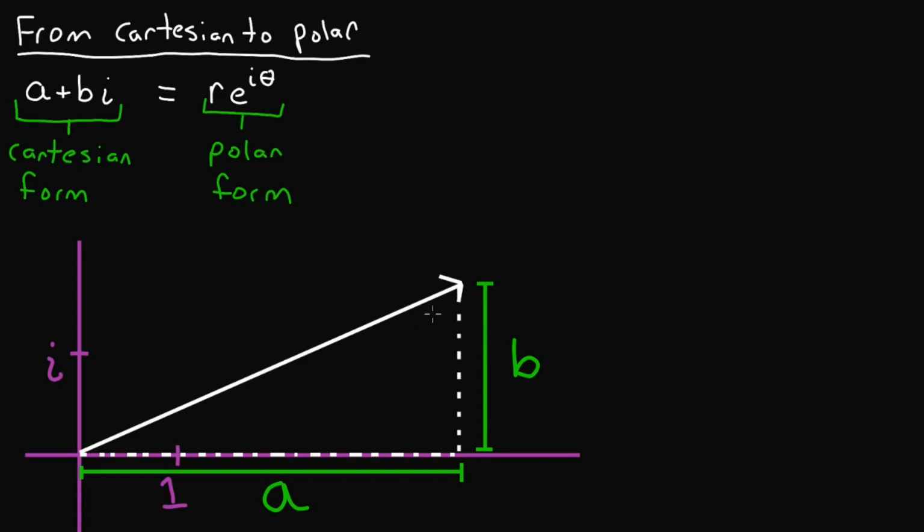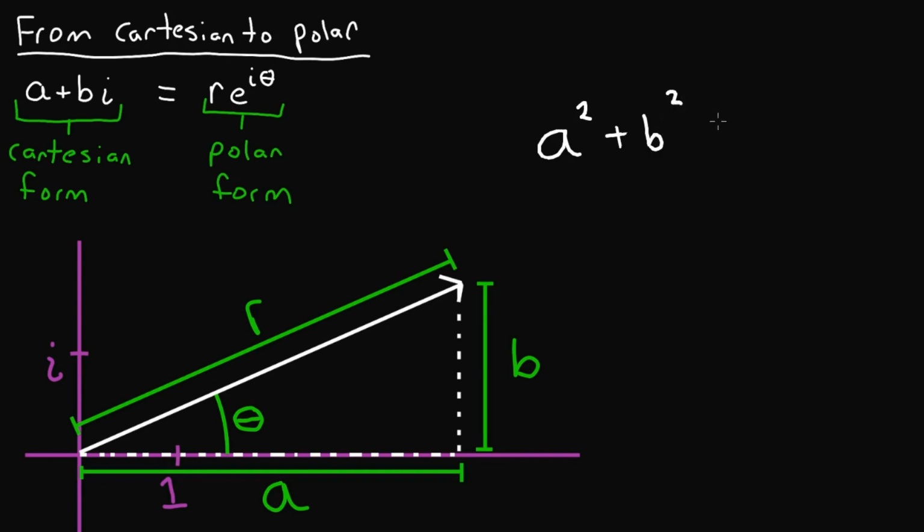Now how do r and θ fit into this picture? Well, r is the length of the hypotenuse, and θ is how much this arrow has been rotated. So now let's do some trigonometry and figure out how a, b, r, and θ are all related to each other. First, let's use the Pythagorean theorem and point out that a² + b² is equal to r². So this tells us that r is equal to the square root of a² + b².